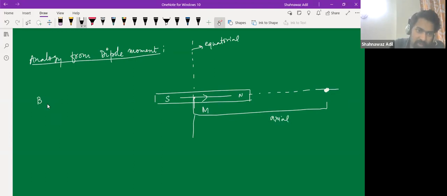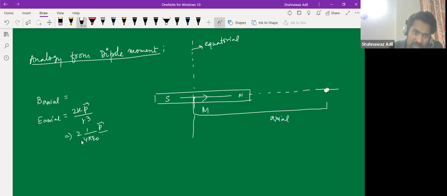So B axial. As we know, E axial is 2kp by r cube, right, guys? And k is 1 by 4 pi epsilon naught. So similarly, analogous to this, B axial would be 2 mu naught by 4 pi, m by r cube.